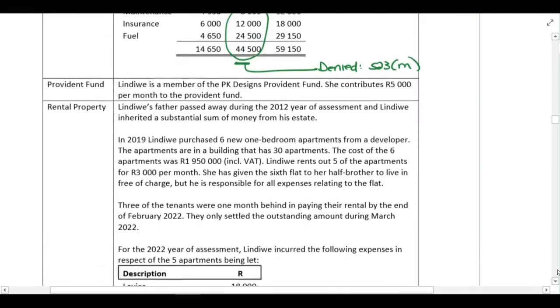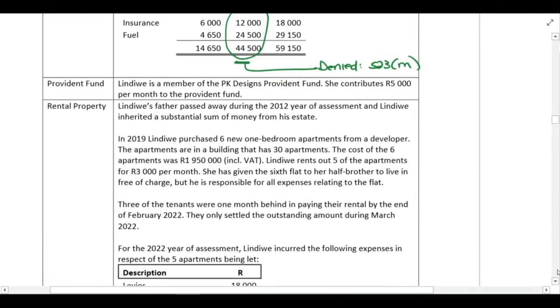Okay, tricky. Provident Fund. Lindiwe is a member of PK Design's Provident Fund. She contributes 5,000 rands per month to the Provident Fund. Perfect. Section 11F. Then we've got this rental property.